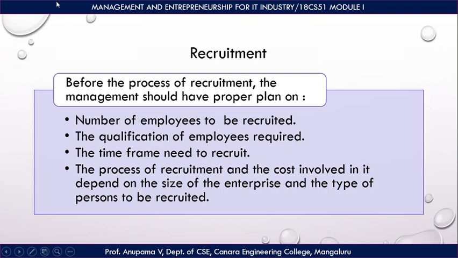The management should have a proper plan of recruitment regarding the quantity and quality of the personnel required and the time when it is needed. The process of recruitment and the cost involved in it depends on the size of the undertaking and the type of person to be recruited. In the case of small concerns, the process of recruitment is simple and inexpensive, while in the case of large organizations, the process is complicated and expensive, particularly if technical and managerial persons are to be recruited.